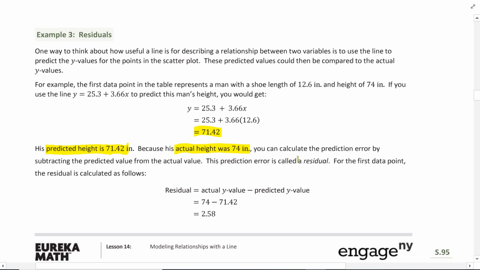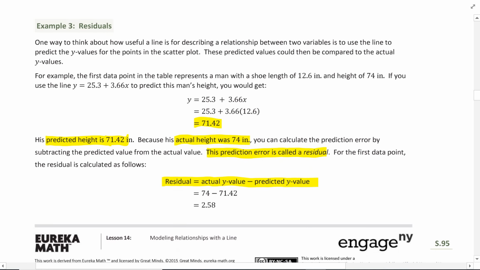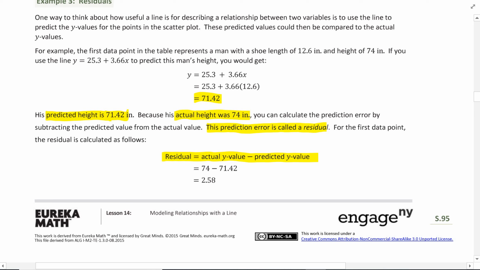To determine the residual, all you have to do is subtract the actual minus predicted. So I'm going to take 74 minus 71.42, and I'm going to get 2.58.